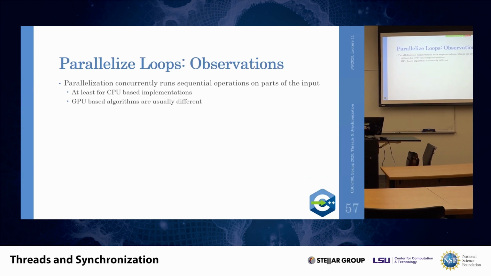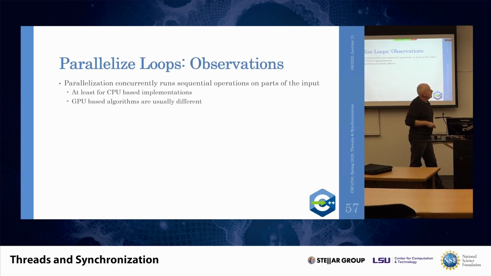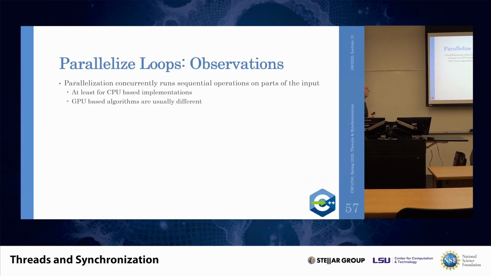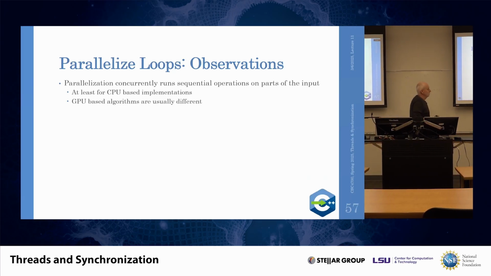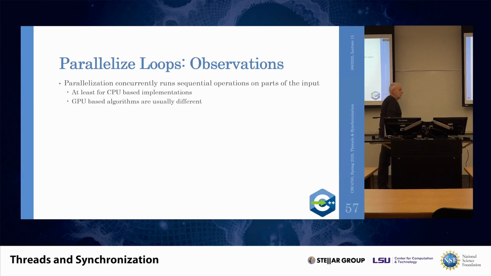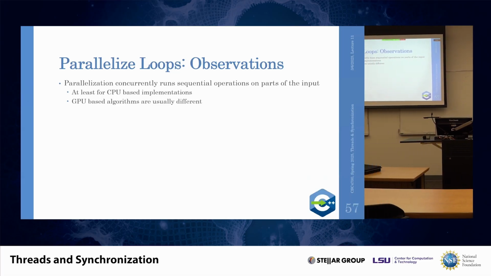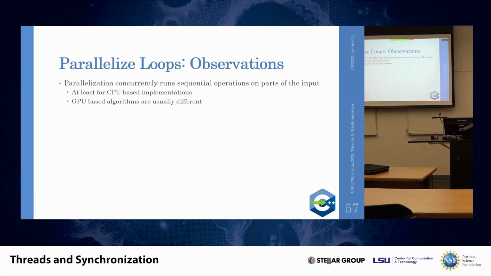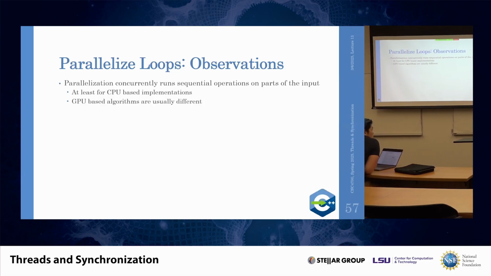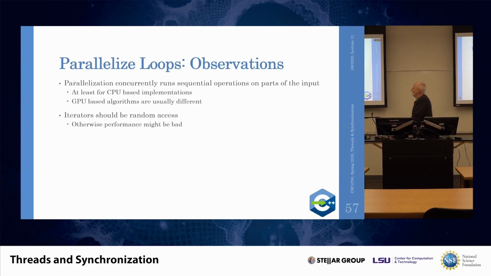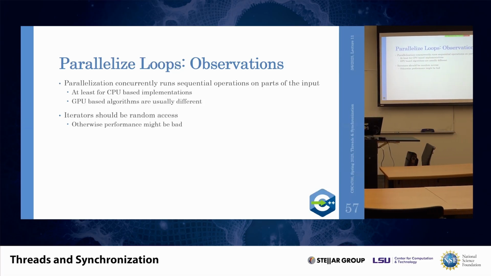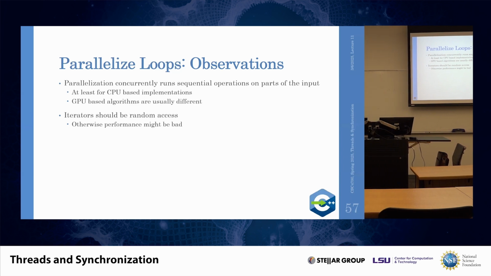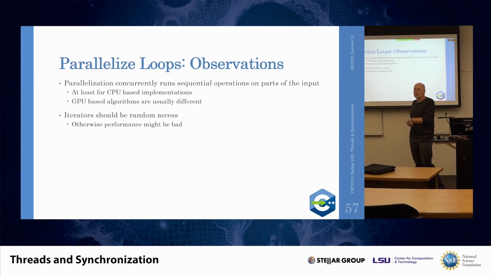So what observations do we have? Parallelization concurrently runs sequential operations on part of the input most of the time, at least for CPUs. On GPUs, we will see in the future that this might not be true because GPUs usually use completely different parallelization schemes. But at least on the CPU, this is almost universally true. The other thing, which is not quite obvious, is that iterators for parallel loops should be random access.